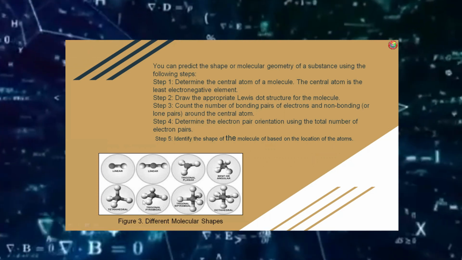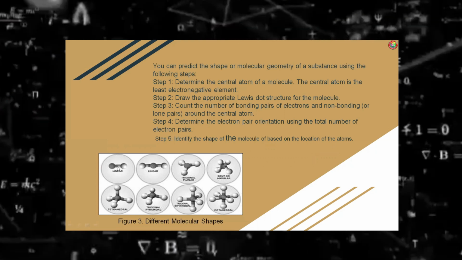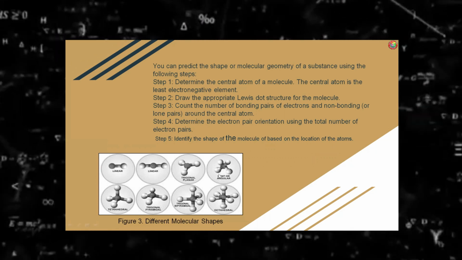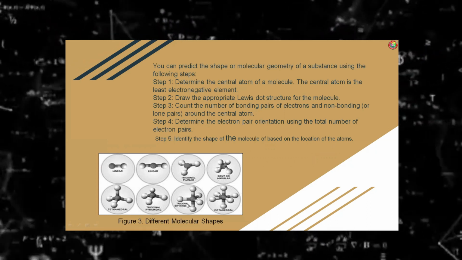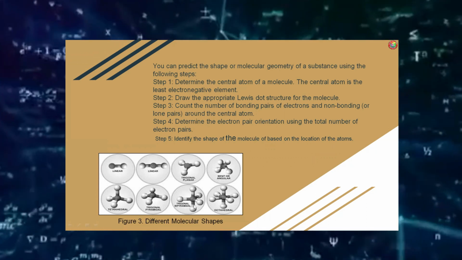So this figure shows different molecular shapes. This is linear, trigonal planar, bent. We have tetrahedral, trigonal pyramidal, okay, and trigonal bipyramidal and octahedral.